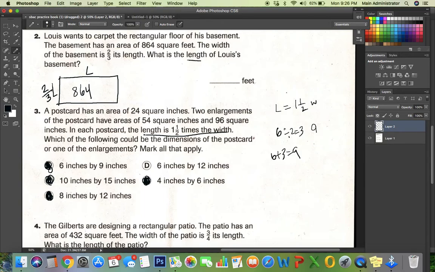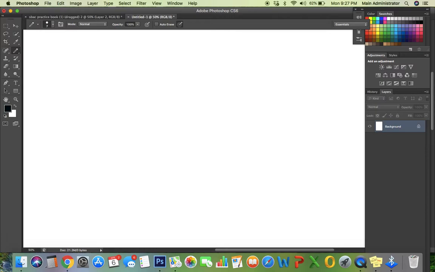Now I have to find the length. There are many ways to do this. I'm going to show you 2 ways. The first way I'm going to show you is guess and check. So I'm going to go to another piece of paper. I'm going to write this down, 864. This is the length, and this is 2/3 of the length. All right. I'm going to make a chart. The chart will have length and then 2/3 of the length.